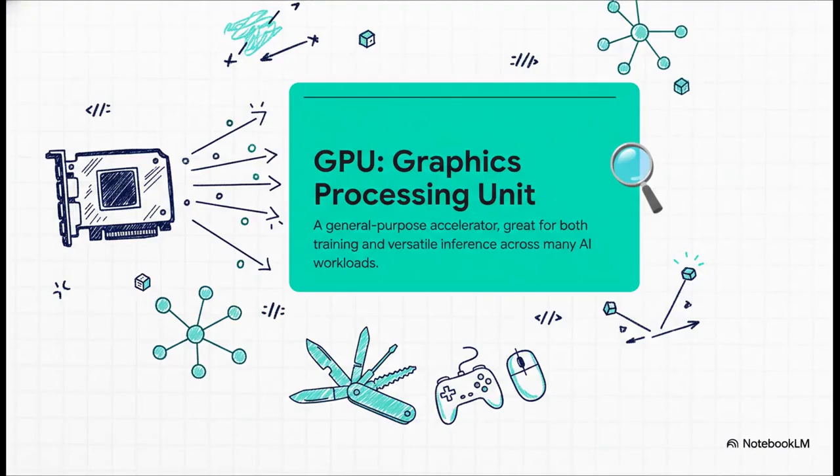First up, you've got the GPU, the graphics processing unit. Just think of it as the Swiss Army knife of AI. It was originally built for video games, sure, but its massive parallel processing power and this super mature software ecosystem, NVIDIA's CUDA, frameworks like PyTorch, have made it the absolute go-to workhorse for a crazy variety of AI tasks.